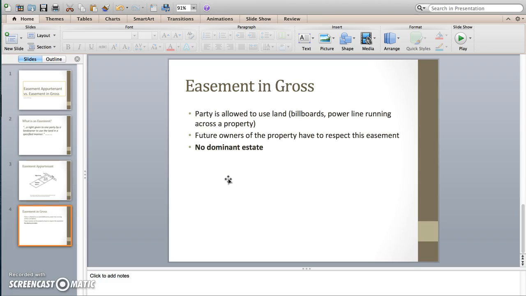Okay, so now let's talk about an easement in gross. An easement in gross is pretty similar. A party is allowed to use land in a specified manner, and future owners of the property have to respect this easement. The big difference is that there's no dominant estate, there's only servient estate. And in order to understand this, you can think of a company creating an easement with a landowner in order to put up a billboard, for example, in his or her backyard, or to run power lines across a property.